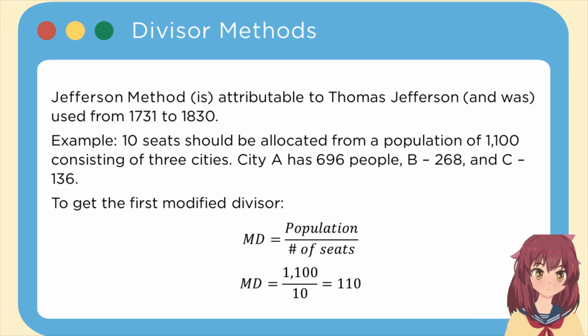Let us have an example. 10 seats should be allocated to a population of 1,100 consisting of 3 cities. City A has 696 people, B 268, and C 136. First, we get the modified divisor. Modified divisor is calculated using the formula population over number of seats. Using the values in our problem, we obtain 110.